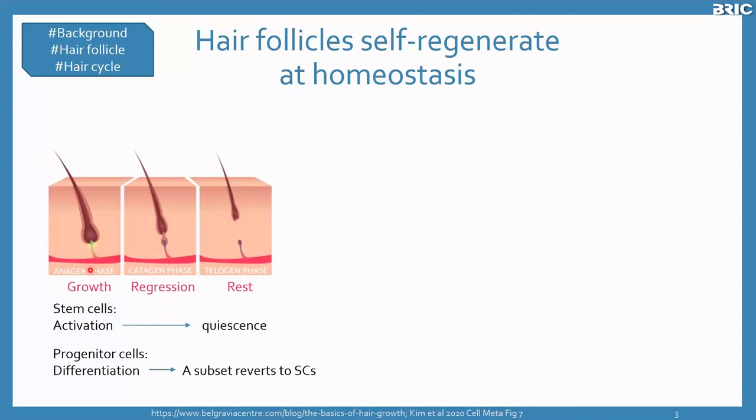If you look into the growth phase, particularly, stem cells get activated, and they will produce progenitor cells that will differentiate into different types of cells that they need to grow the hair. However, during the regression phase, a subset of progenitor cells will change their fate so that they will go back into stem cell fate. And then during the resting phase, stem cells will go into quiescence, so they will rest until the next cue would come for them to get activated for another round of growth.